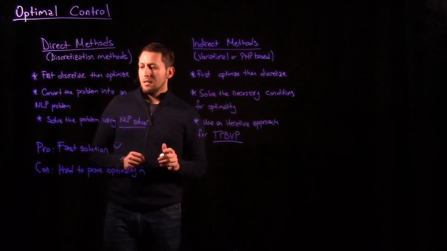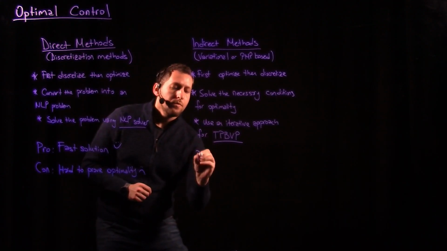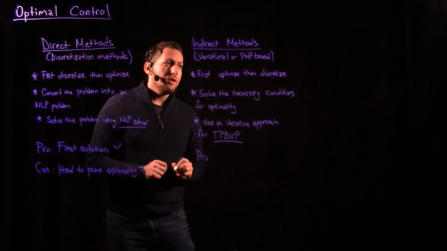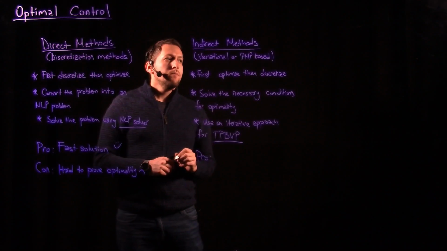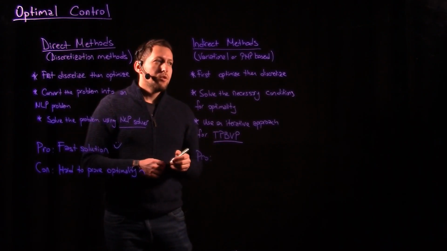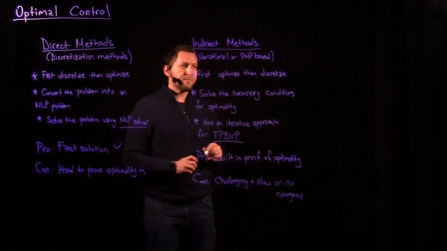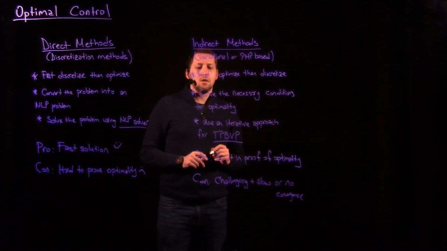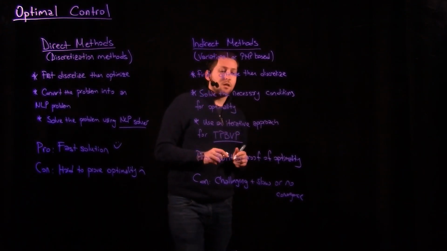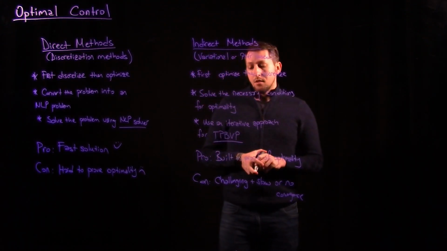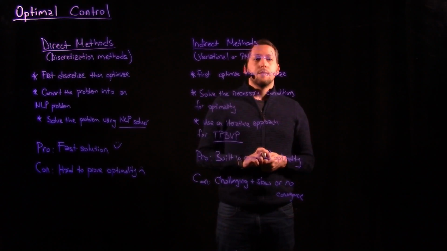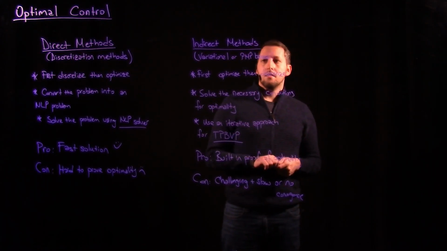And on the other hand, in the indirect methods, as an advantage, the optimality comes as a built-in property. As a disadvantage of the indirect method, it's challenging, and sometimes it's really slow to get a result that is converging.